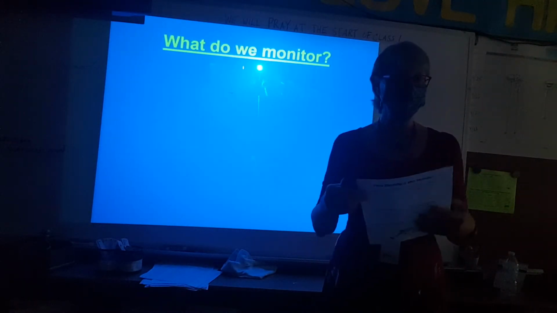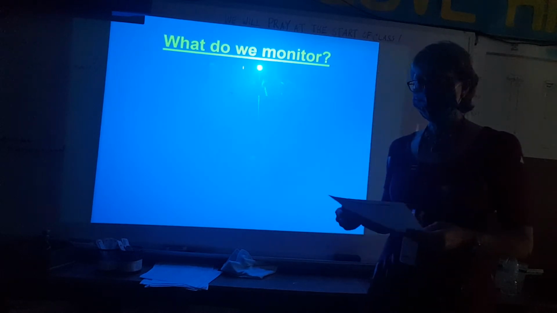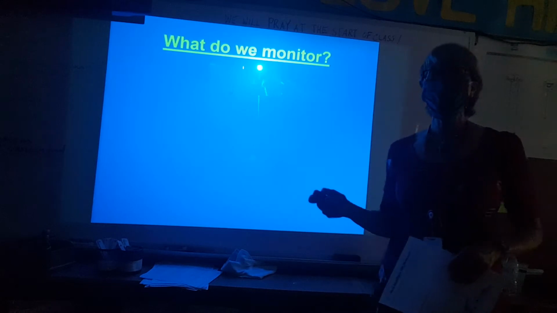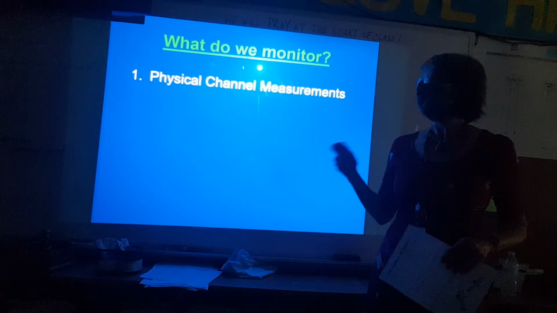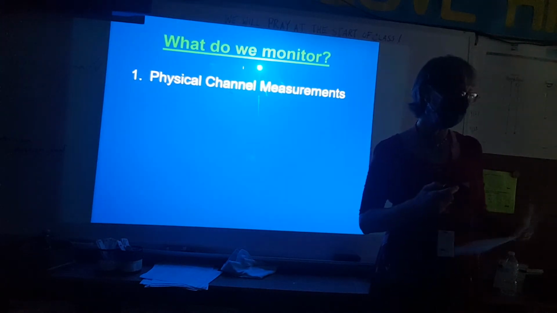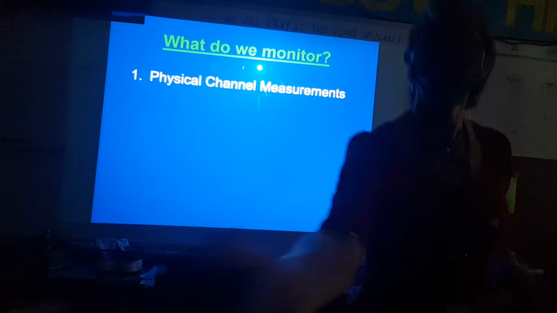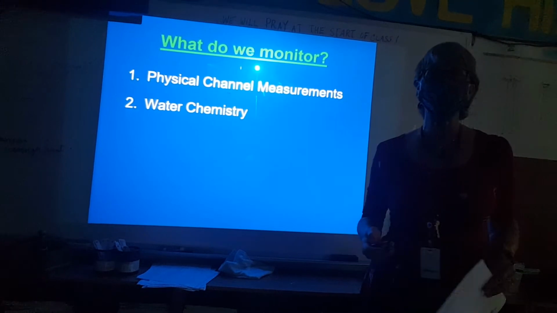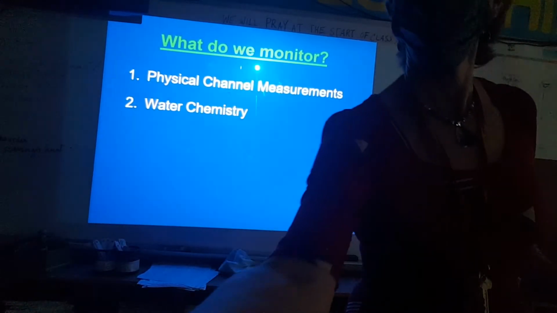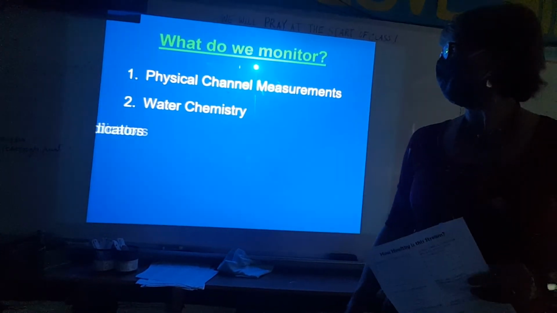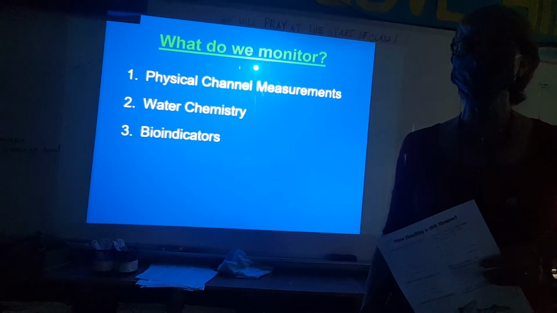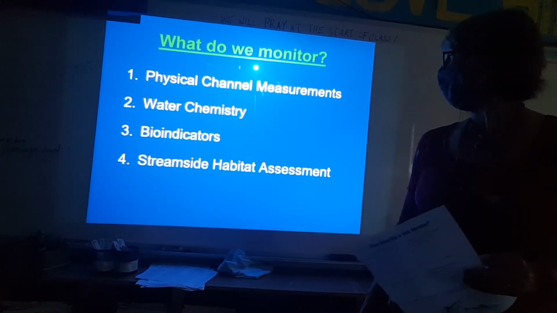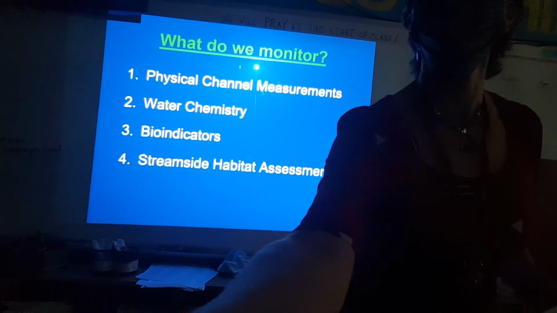We're on the back, number 6. If we want to determine the health of a stream, not a person, we're going to be looking at physical channel measurements. Please write that down in the first blank. Okay, the next one is water chemistry. Next one is bioindicators. And the next one is streamside habitat assessment. Get those written down.